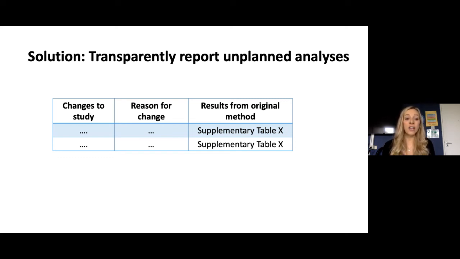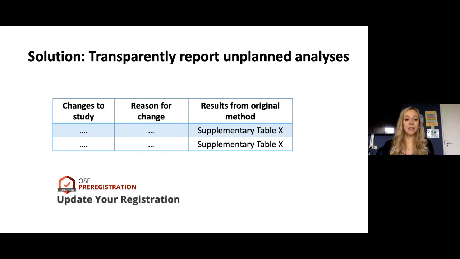They can report the changes to the study and the reason why the change was made, for example, if a new method offered particular advantages, or something went wrong with the previous analysis, if the data maybe violated some of the assumptions made. And ideally, if possible, report results from the original method to show that the choice to deviate wasn't because of the results, it was because of the other methodological reason.